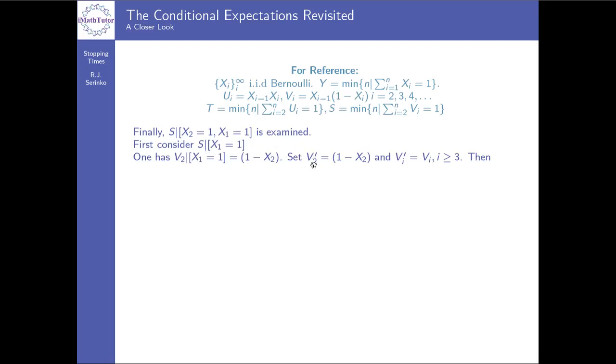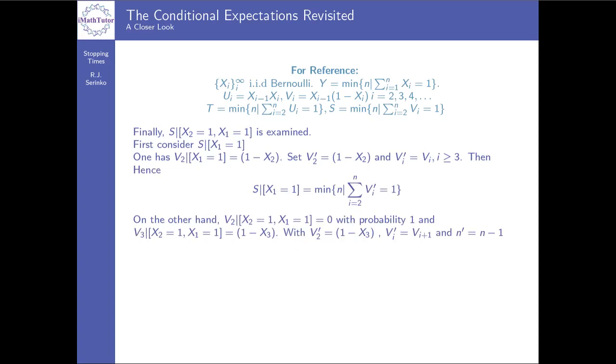So we'll set v2 prime equal to 1 minus x2, and for i greater than or equal to 3, vi prime is going to equal vi. Then we get that this set B, conditioned on the first toss being a head, can be written in a similar fashion to what we've already written up here, starting our sum at 2. Hence, S given x1 equals 1 equals the minimum of this set. Now, we'll come back to this in a second.